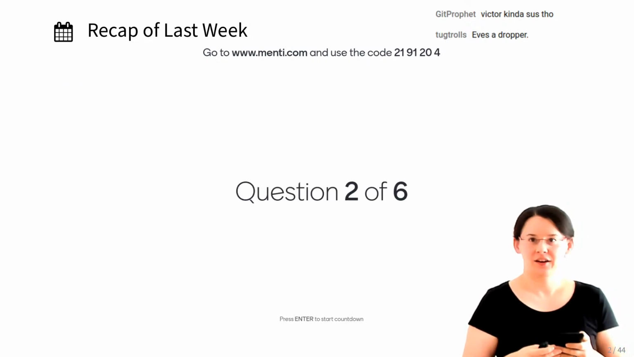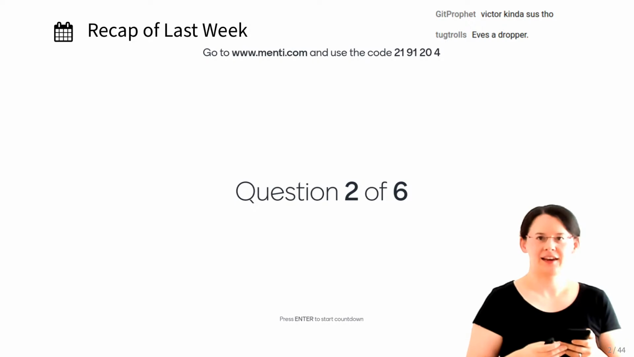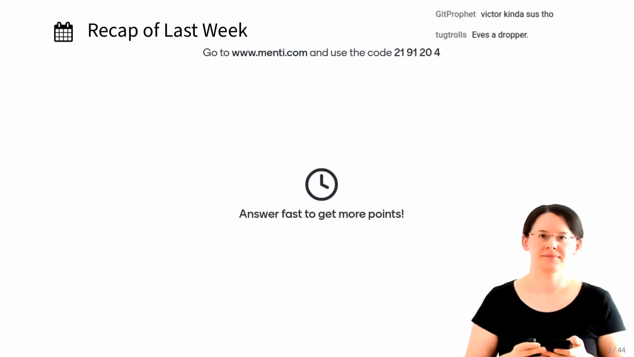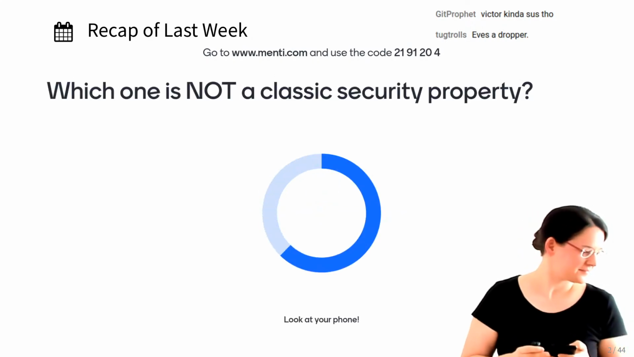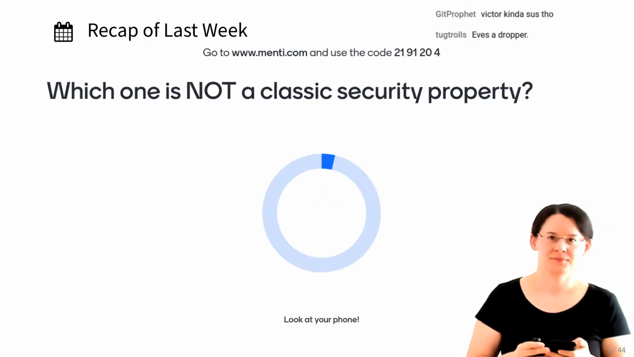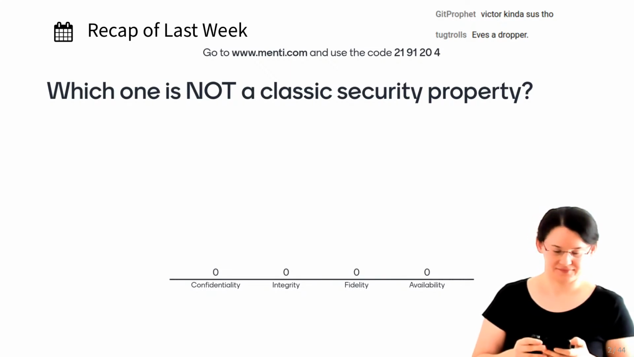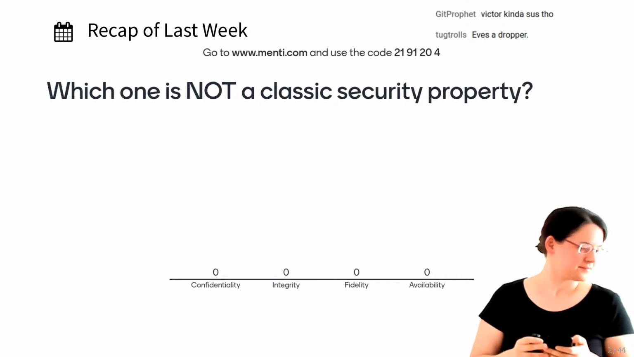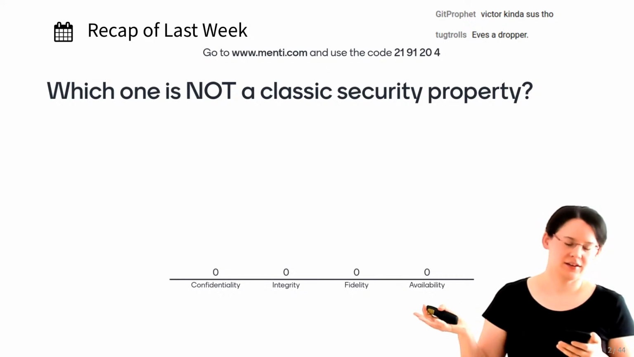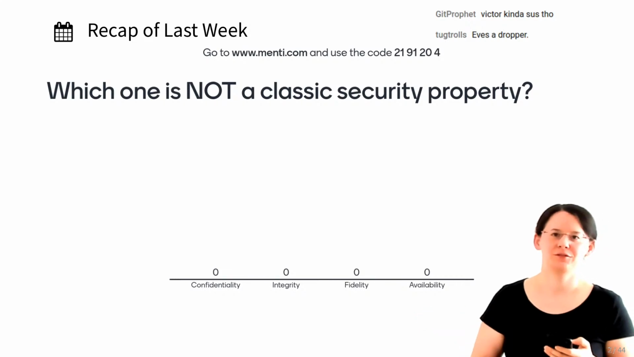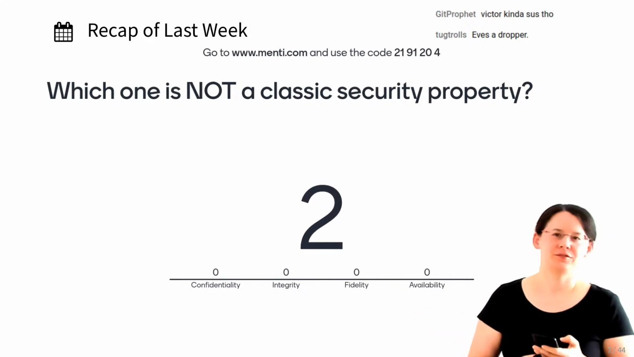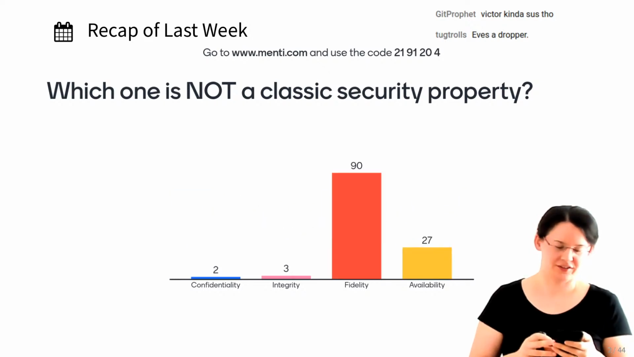So the question now is, which of these is not a classic security property? I entered a relatively long time for you to choose your answers to accommodate for the latency. Please let me know in the chat if for future reference this should be shorter or longer.